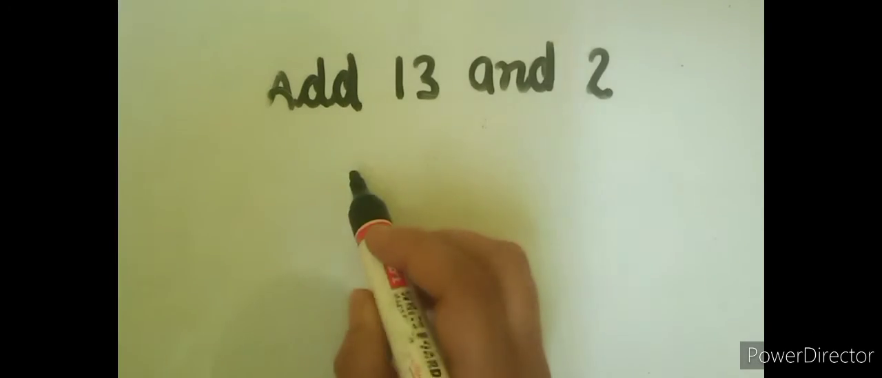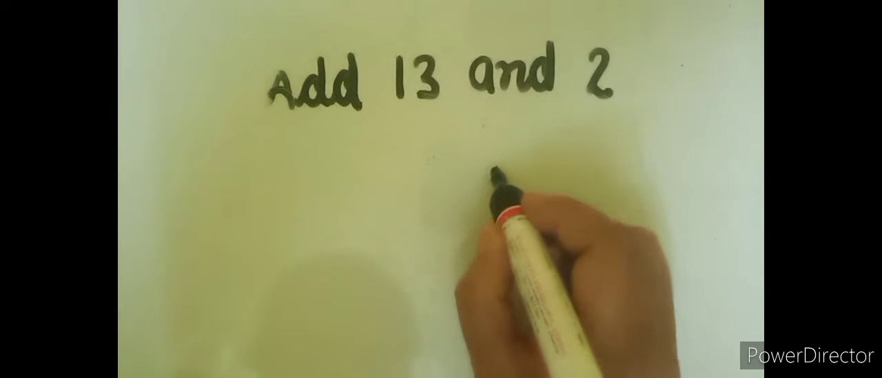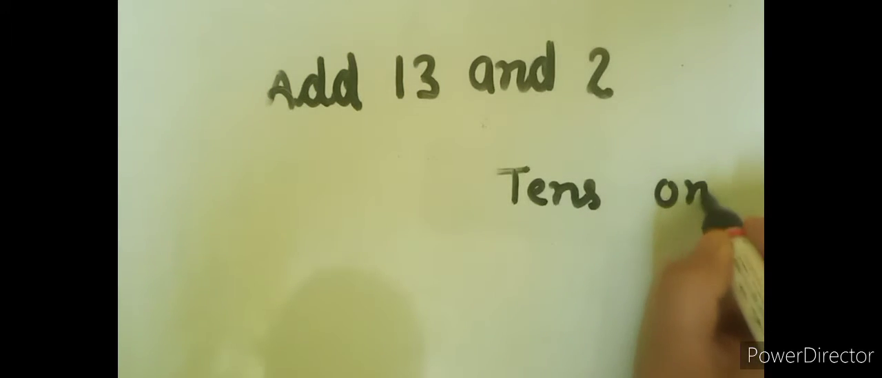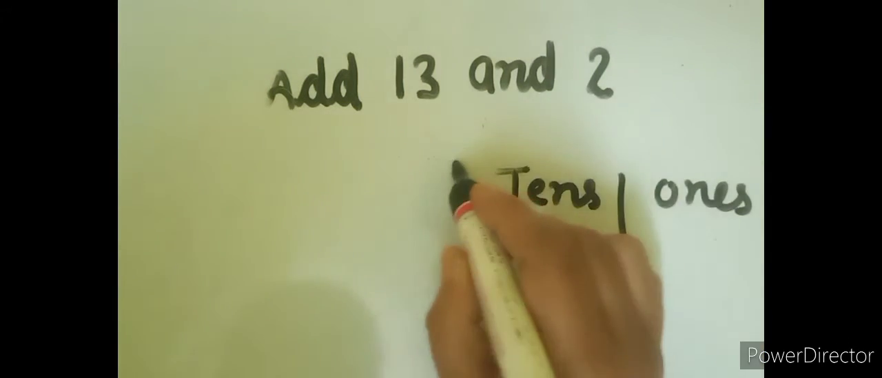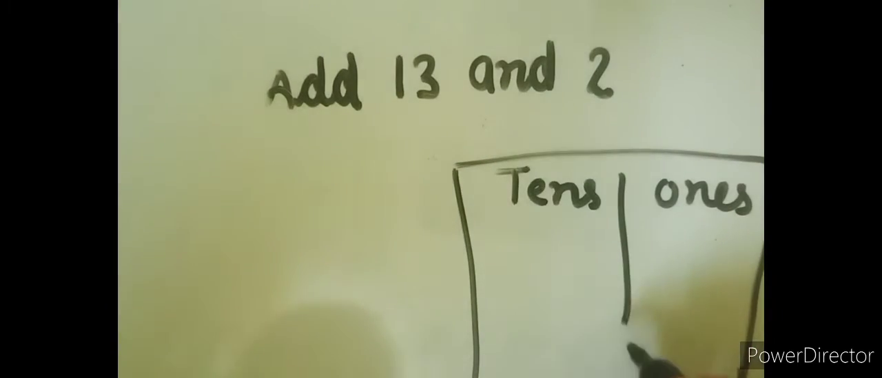Firstly I have to write in columns TENS tens and ONES ones. Okay, now I have to make a column now like this.